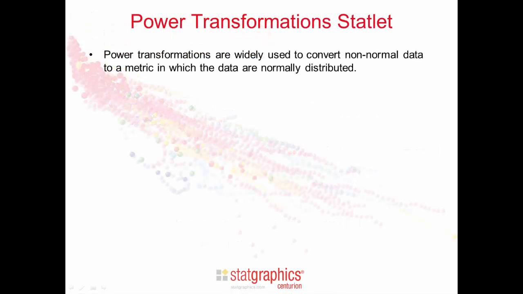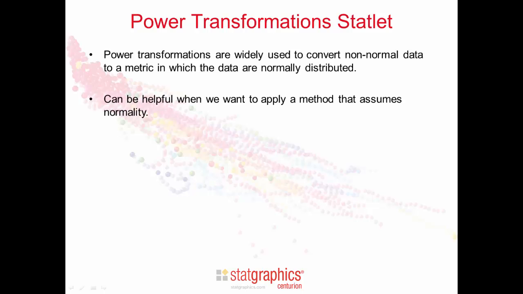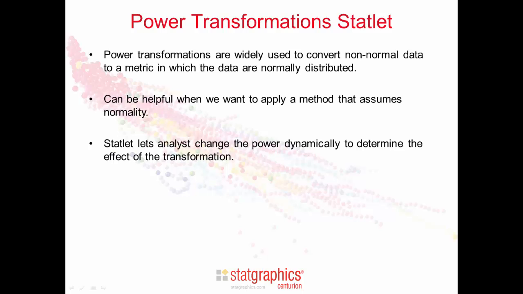Power transformations are widely used to convert data that do not follow a normal distribution to a metric in which the data are normally distributed. This can be very helpful if we wish to apply a method that assumes normality, but in the original metric, the data follows some other distribution. The statlet lets the analyst change the power dynamically to see the effect of various transformations.